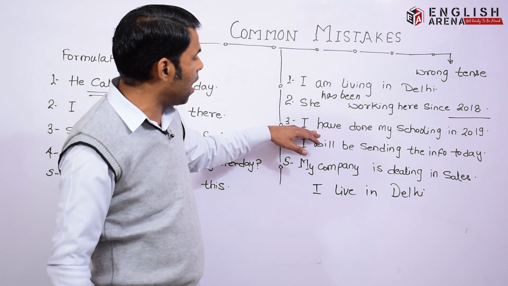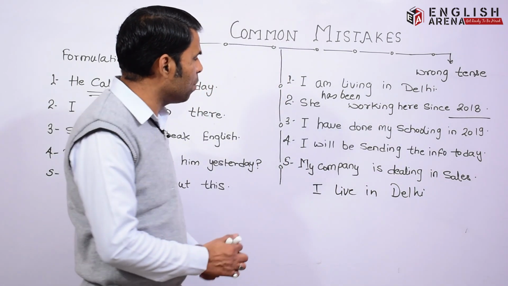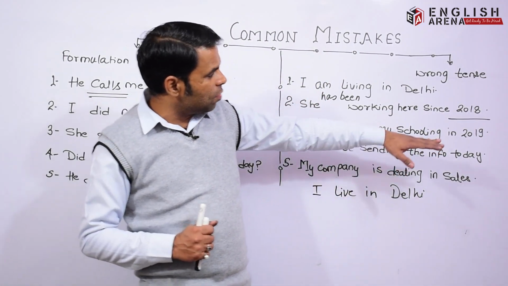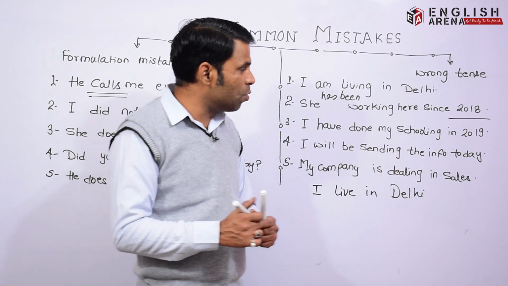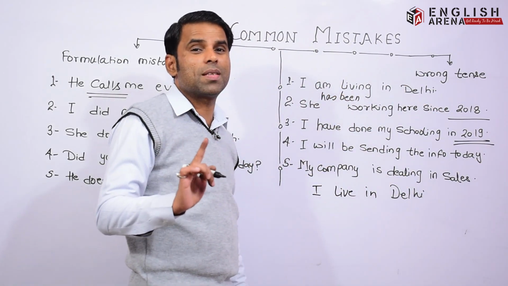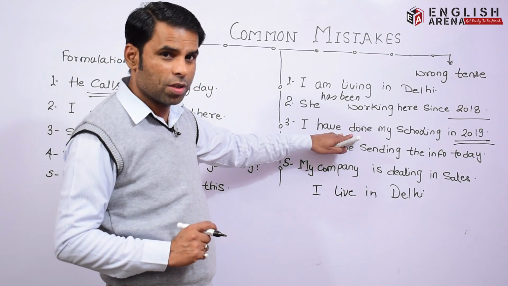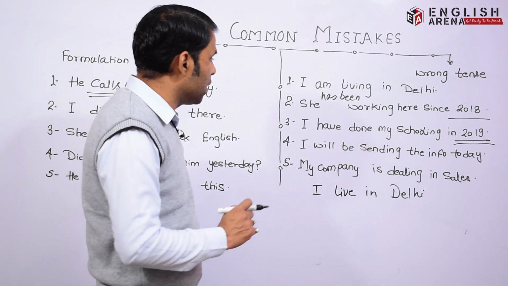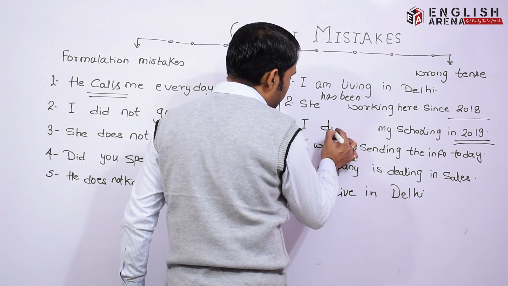Let's go for another sentence here. I have done my schooling in 2019. What is the problem here, guys? The problem is that when you talk about any action that was completed sometime in the past, and you also tell the time when that action was completed, there you use past simple tense, not present perfect. This is present perfect tense. I have done my schooling in 2019. I have done is present perfect. Okay, the right sentence would be I did my schooling, past simple tense, subject plus second form of the verb.